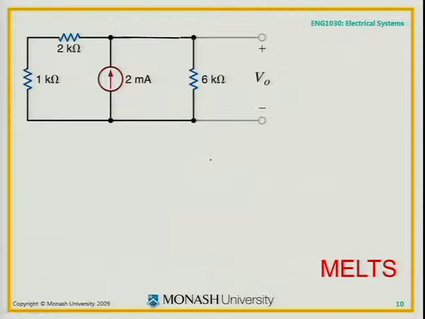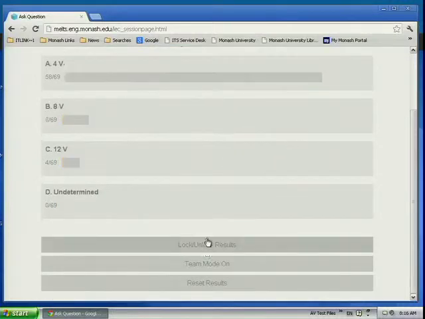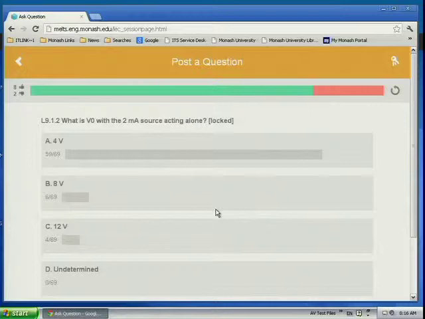This isn't about superposition once I'm analysing this. Let's just analyse that circuit. Find the voltage. I'll have a look at how you're going. Bear with me. Okay. So nearly everybody has done that. So I'll lock it, show you the results.